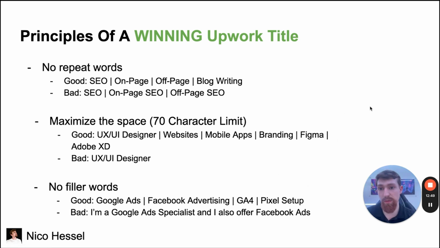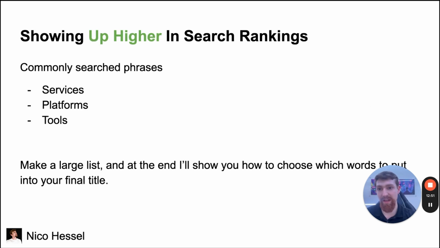So now that you know these 3 core principles, let's dive into showing up higher in the search rankings. And so the way we're going to show up higher in the search rankings is to pack our title full of commonly searched phrases on Upwork. Right? And so if we know that clients are searching certain phrases to find our services, we want to pack those phrases into our title. All right?